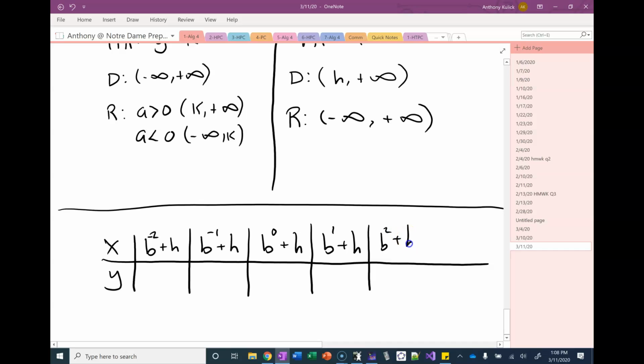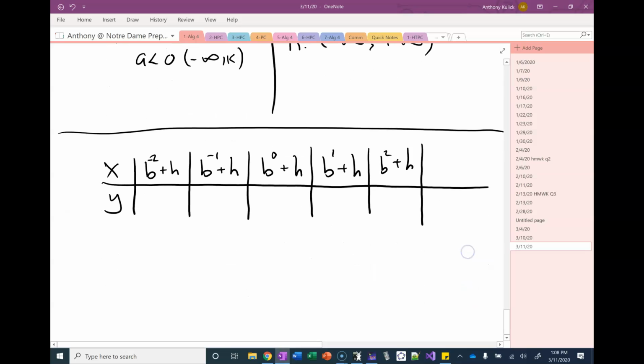So if you look at these x coordinates, what's the only thing that's changing? The exponent on my b, right? So let's just take a look real quick at why choosing our x's this way is going to be really a smart thing to do.